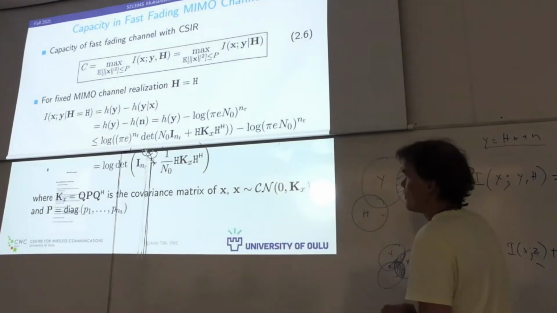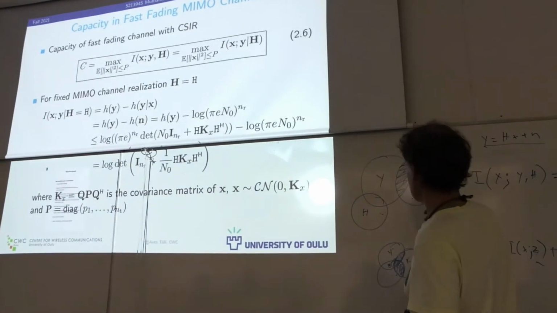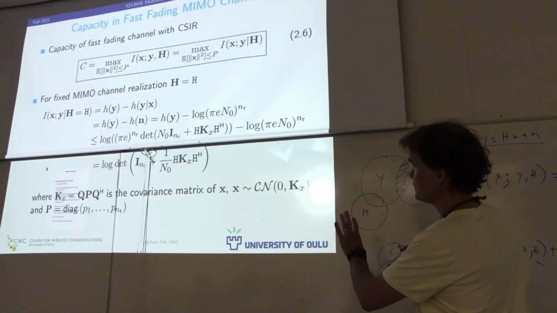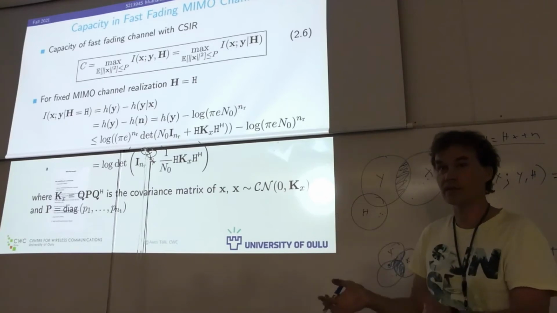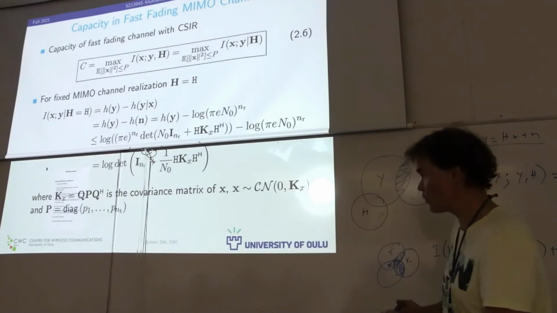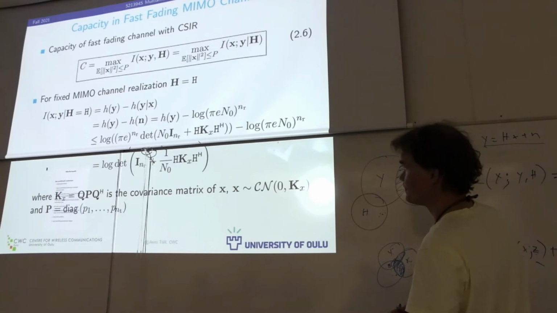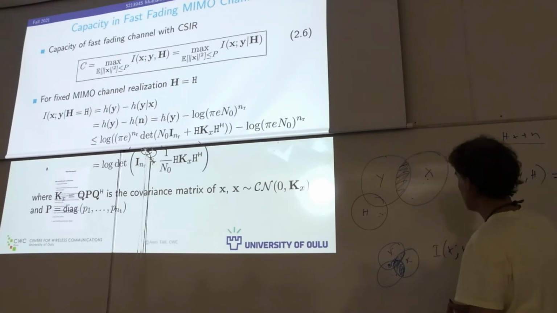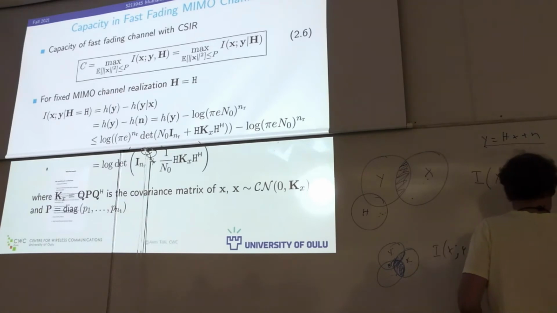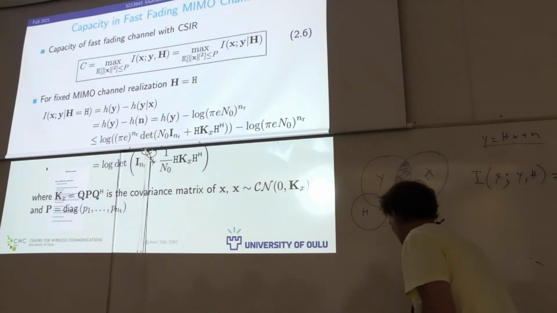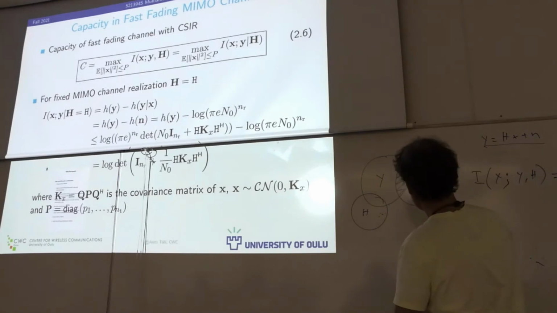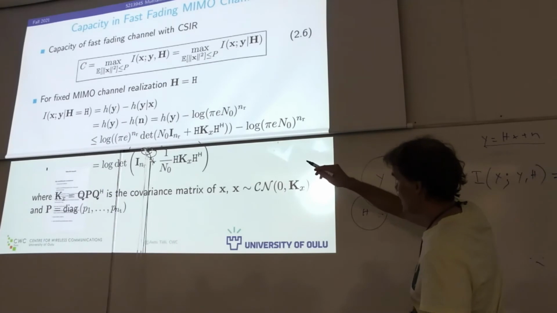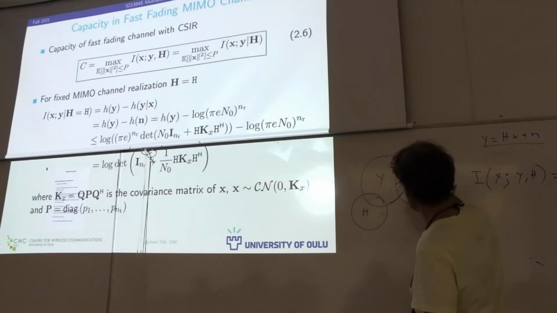Okay, so let's assume for a moment that we have a fixed channel realization. H is known, right? It's just a matrix, just a known complex valued number. So we can now express the mutual information simply as a difference between the differential entropy of Y minus the differential entropy of Y given X.